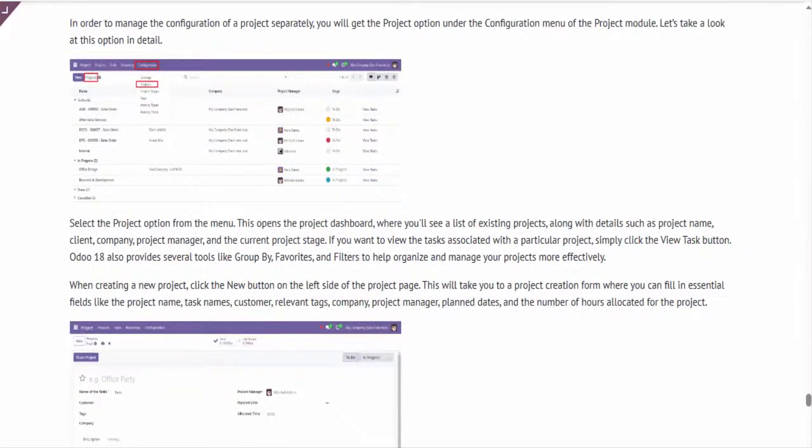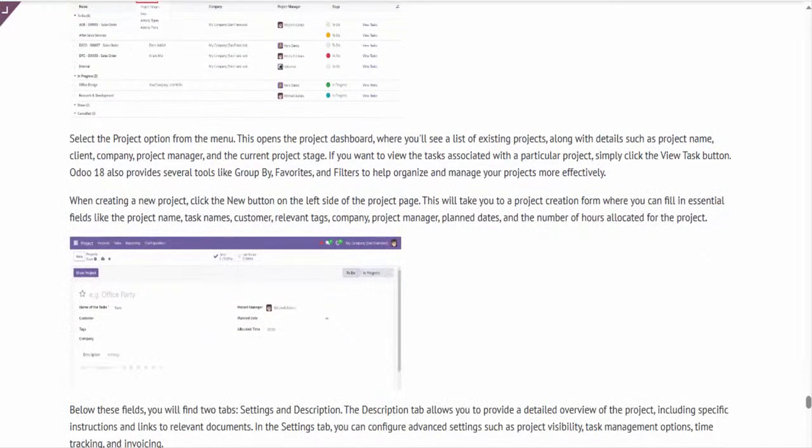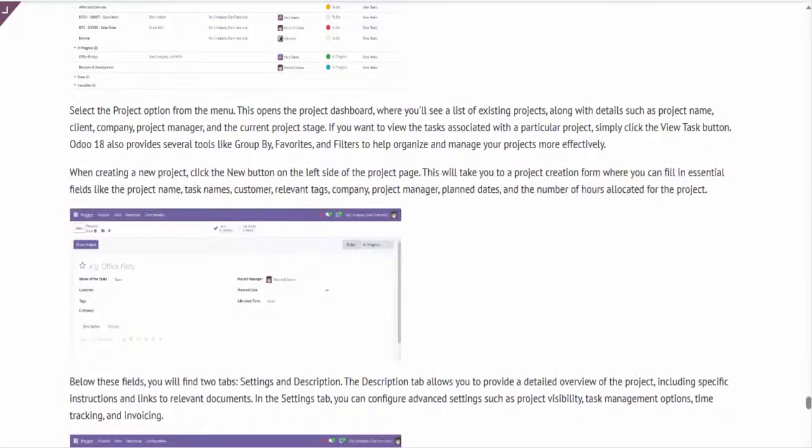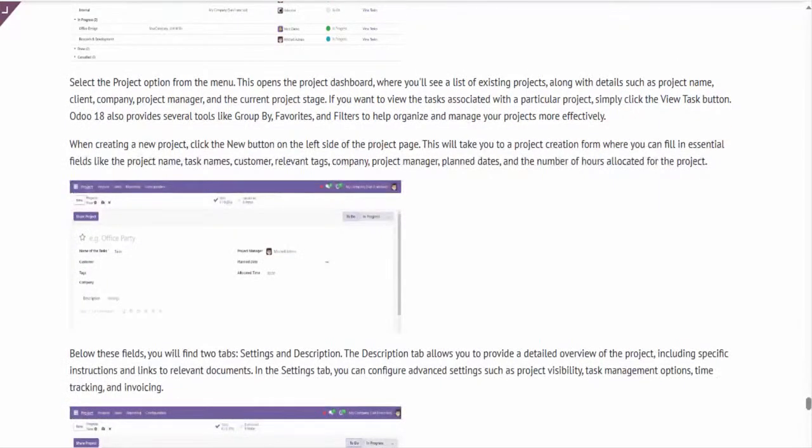This opens the project dashboard, where you'll see a list of existing projects, along with details such as project name, client, company, project manager, and the current project stage. If you want to view the tasks associated with a particular project, simply click the View Task button. Odoo 18 also provides several tools like Group By, Favorites, and Filters to help organize and manage your projects more effectively. When creating a new project, click the New button on the left side of the project page.